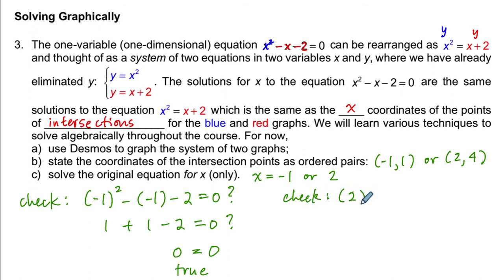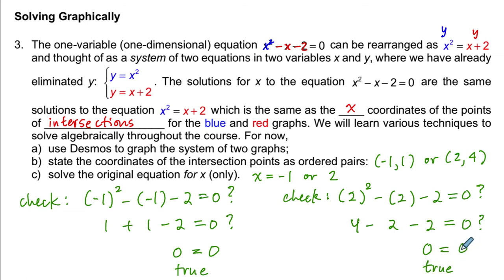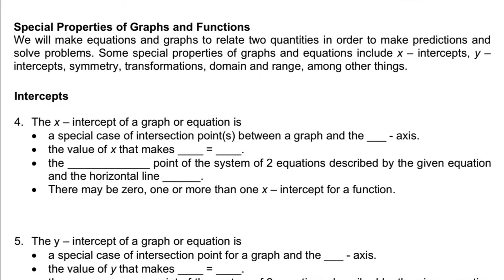We repeat the same check with the other potential x solution. Substituting 2 into the original equation gives us 4 minus 2 minus 2 equal to 0, which we're wondering, is that true? So we write a question mark. Now we get something that is true, 0 equals 0. Therefore, the value x equal to 2 is also a solution to the equation.